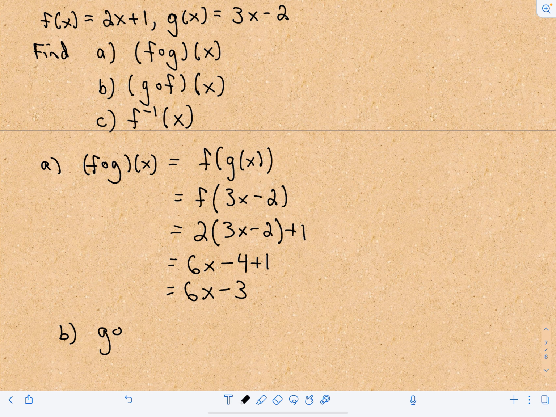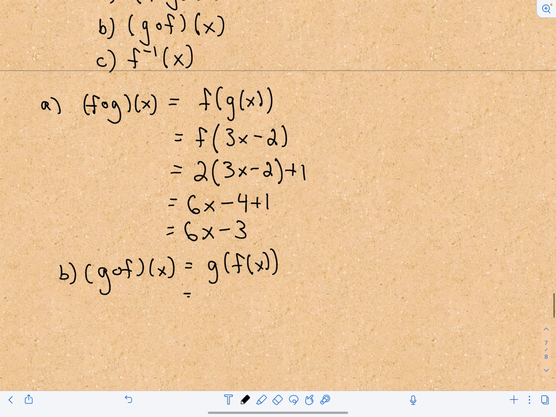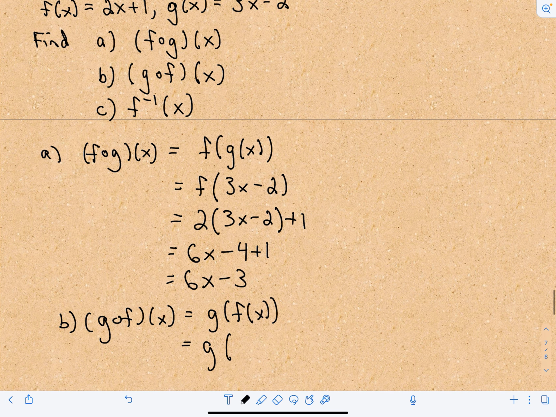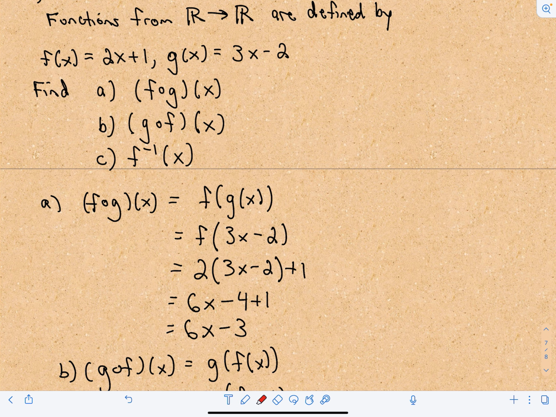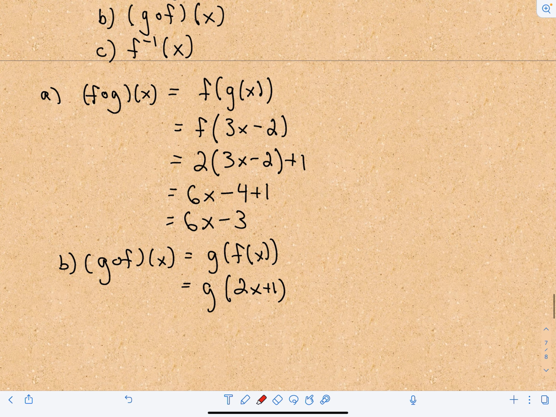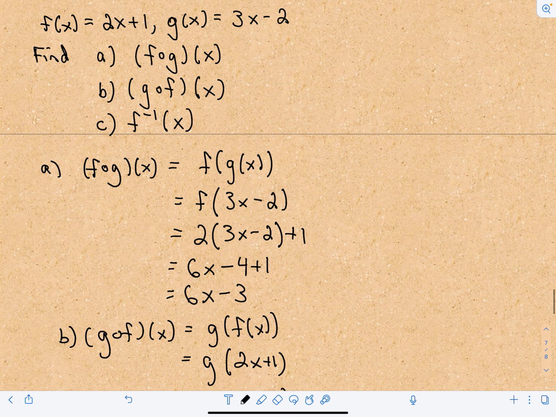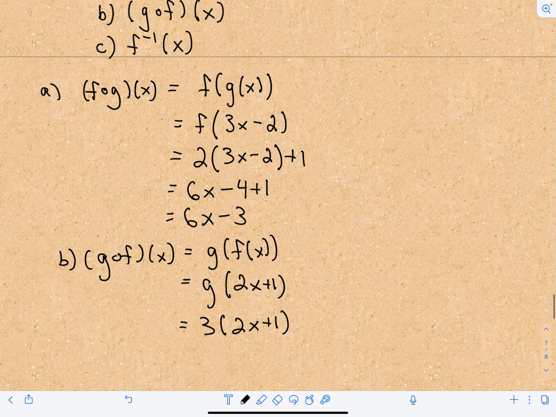Part B, same idea. Now we have g composed with f of x. Well, that's g of f of x. And we know that f of x was 2x plus 1. So now we're going to do the same thing. Everywhere there's an x in our function g of x, we're simply going to plug our other function into there. So I'm just going to replace that x with the function 2x plus 1. So we're going to have 3 multiplied by 2x plus 1. And just like before, let's not forget about our minus 2 left over.